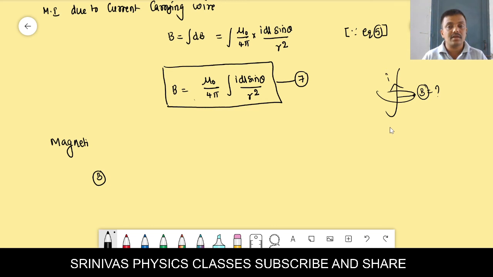Yesterday I gave the definition for B also, the B definition and the B unit. It is the force experienced by a unit north pole kept at a point in the magnetic field. If more force is experienced in the magnetic field, then the field is stronger. If less force is experienced, the field is weaker.